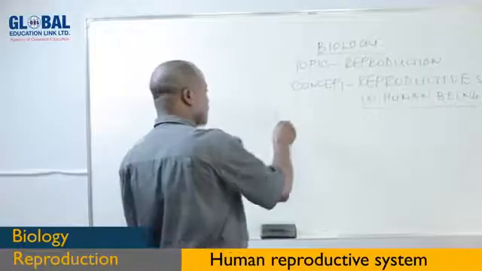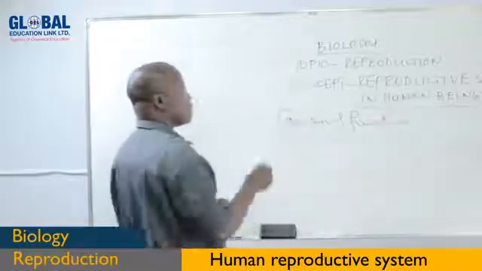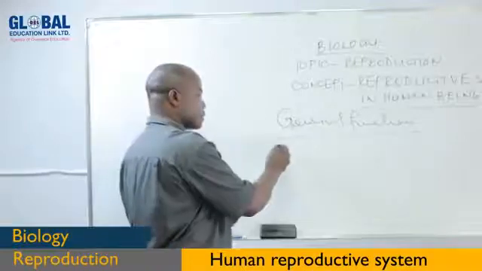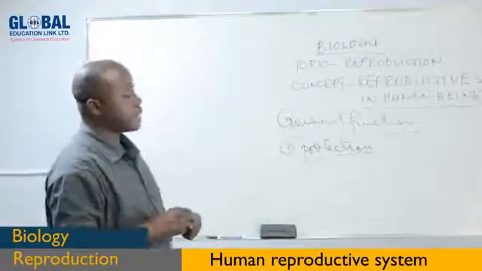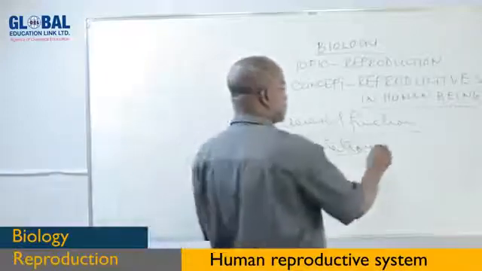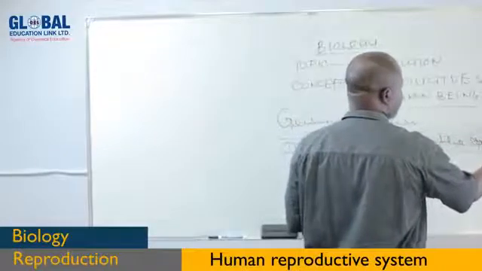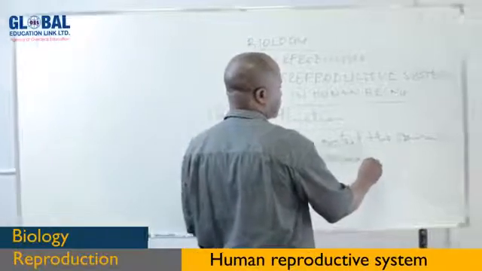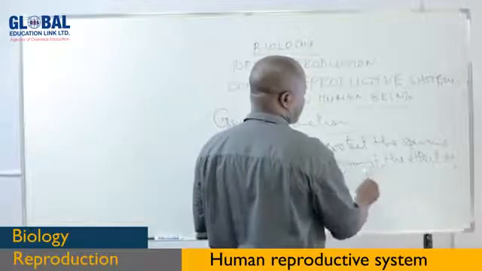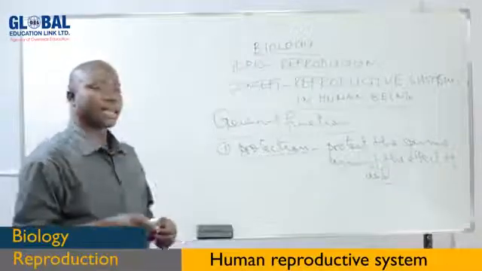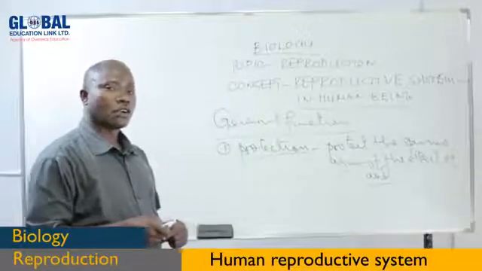Let us see the general functions of those accessory glands. There are three. One is protection. The protection here is they protect against acid. That is why some of the fluid contains the alkaline solution for neutralization of the acid that might be present in the vaginal tract or the urethra.